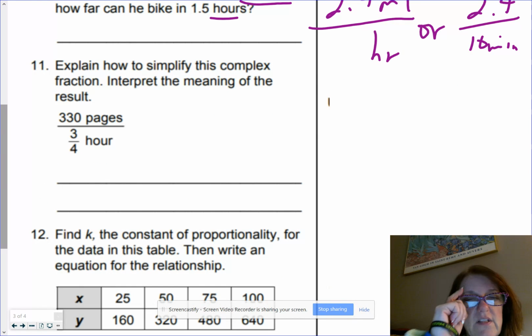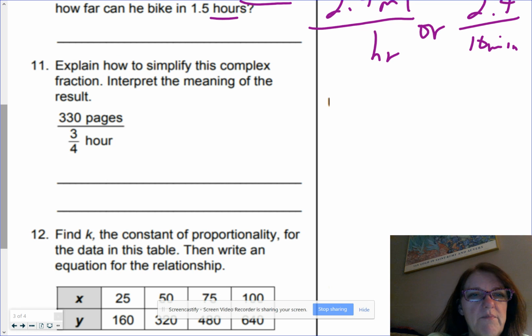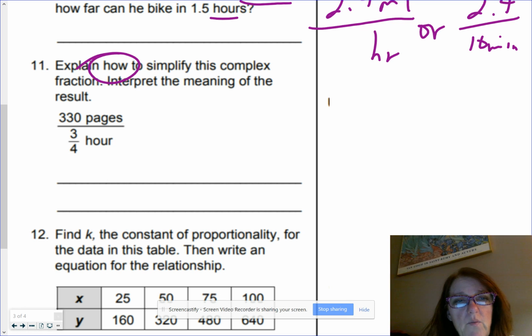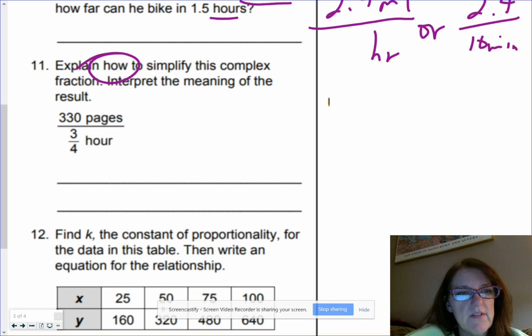11, I noticed that some of you were a little stumped by this. I would just want you to write in words how you would simplify this. What would you push in your calculator? What would you do? And then what does that answer that you get mean? Look at your labels.